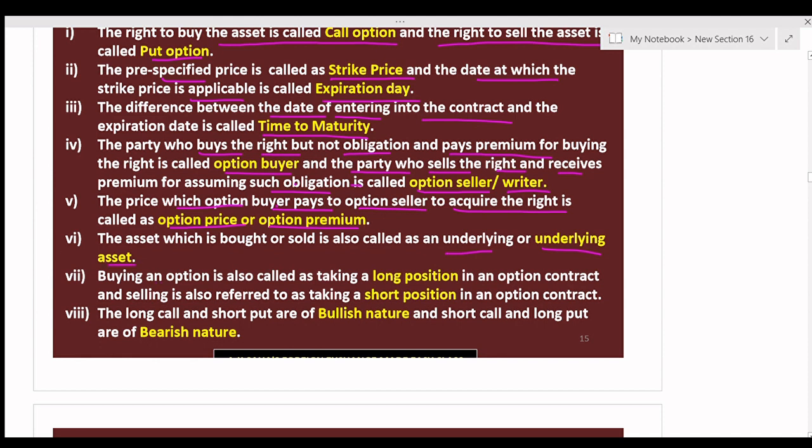Buying an option is also called taking a long position in an option contract, and selling is also referred to as taking a short position in an option contract. The long call and short put are bullish in nature, and short call and long put are of bearish nature.